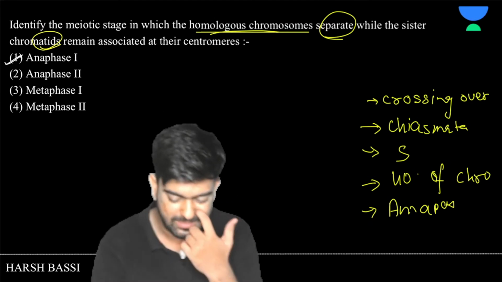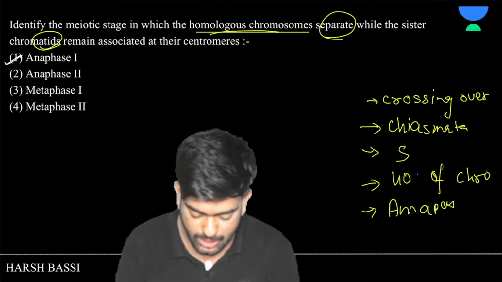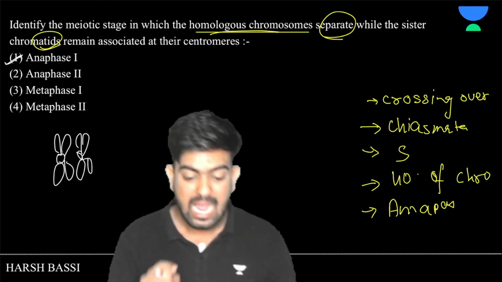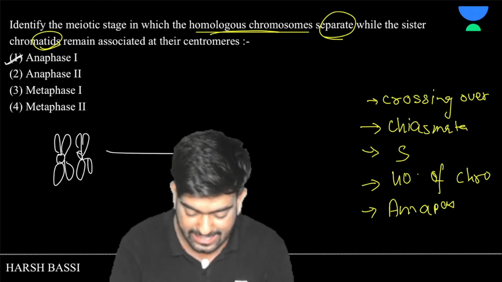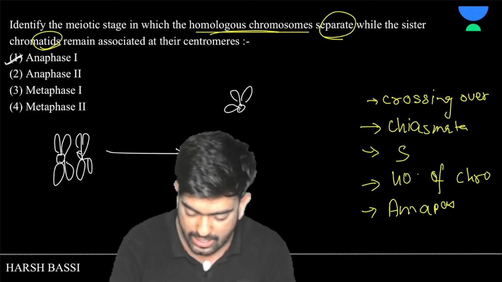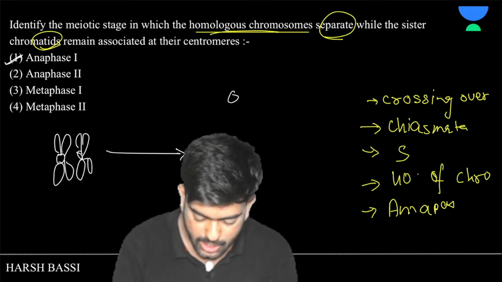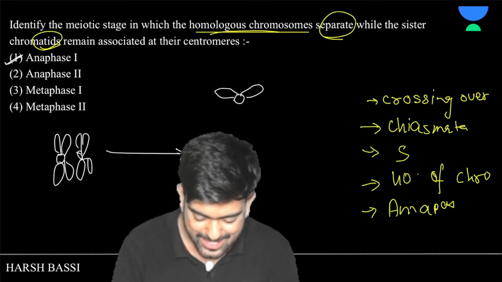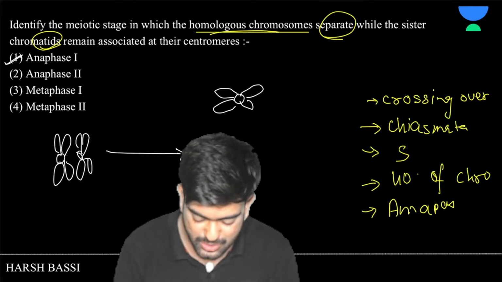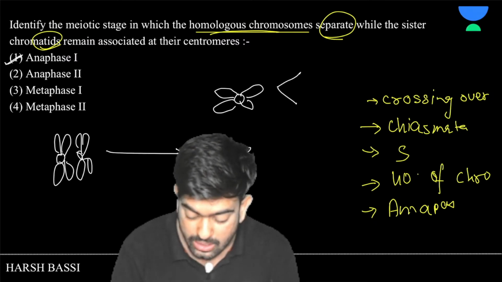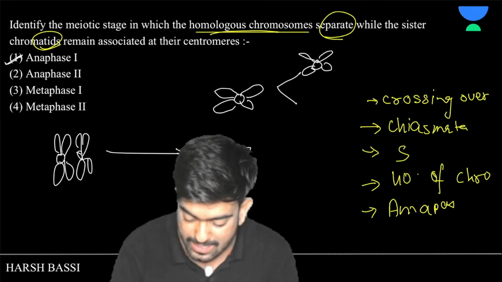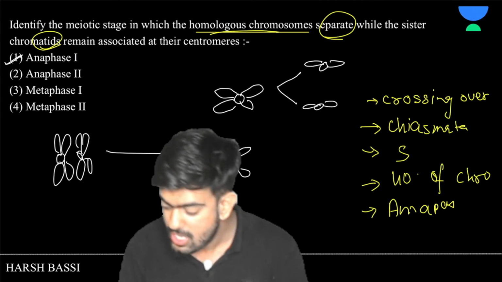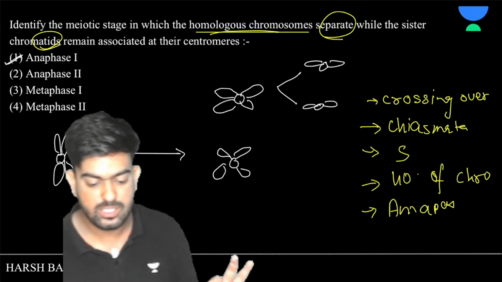How, sir? See, during meiosis 1, what happens? This is the homologous chromosome, yes or no? And this is separated during anaphase 1. Why am I not able to make this chromosome? Okay, so this is separated during anaphase 1, and in anaphase 2, the sister chromatids are also separated. So it is very easy. This question was very easy, right?